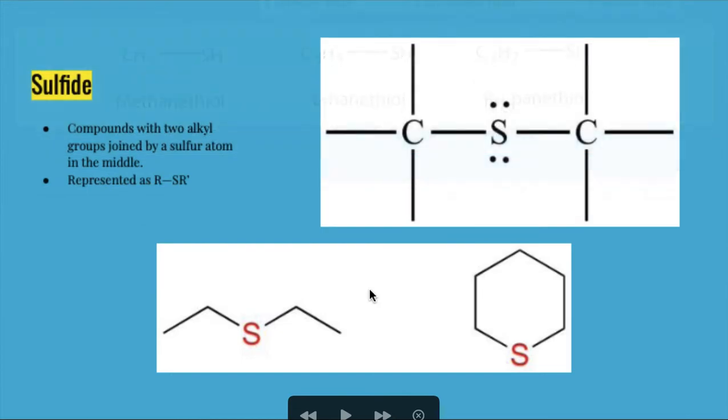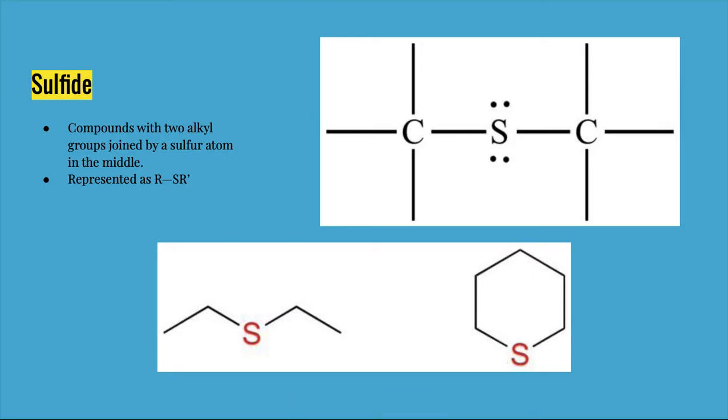And the last one in this group is a sulfide, which is, again, basically an ether, but instead of an O, we're using an S. So it's represented as RSR. And here's some examples over here, with it being in a chain, and this one's a chain, and this one's a branch, and this one's in a ring.